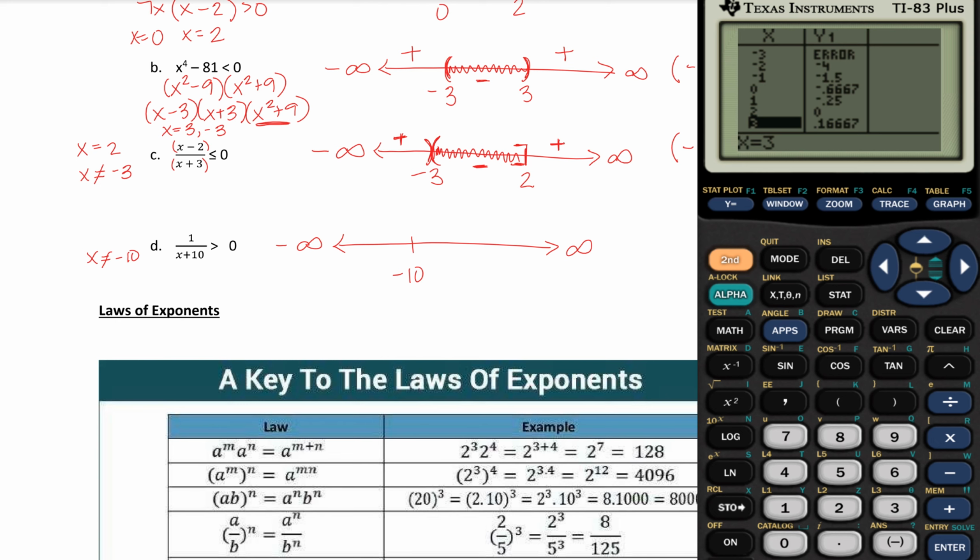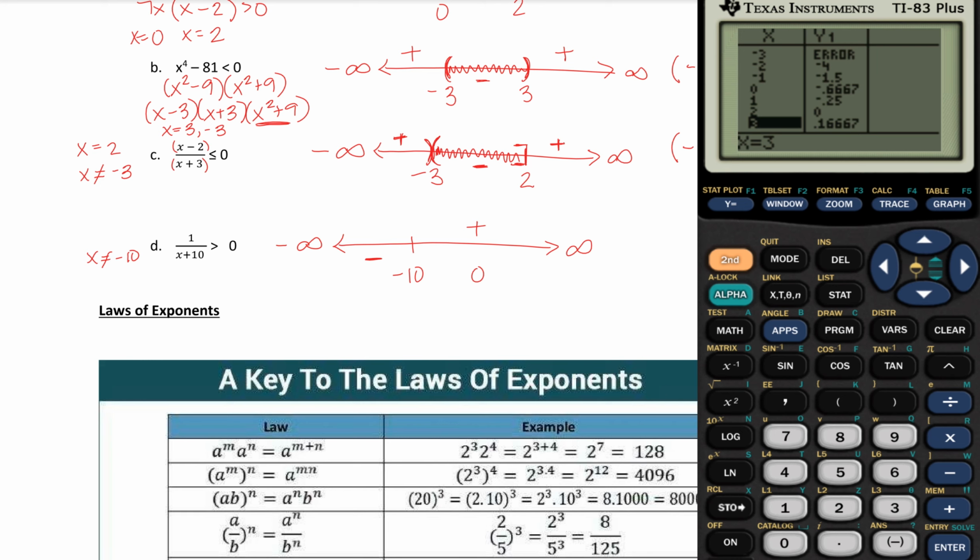Well, if I plug it in, I could easily figure this out without having to do anything. I just need to plug in, we'll say a 0 on this side to the right. If I were to plug it in, 1 over 0 plus 10, that's positive on that side, so that must be negative on this side. But to double check, I'll put in a negative 11, and of course that's 1 over negative 11 plus 10, which is 1 over negative 1, which is a negative answer.